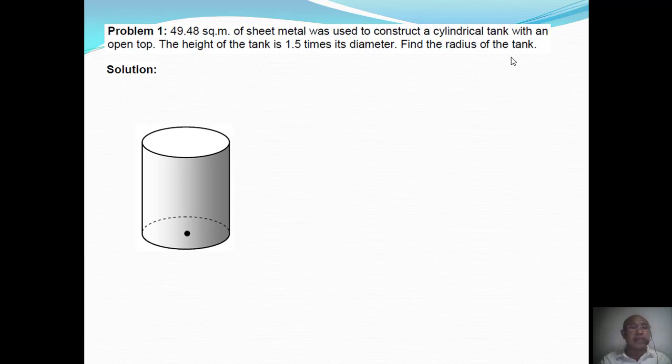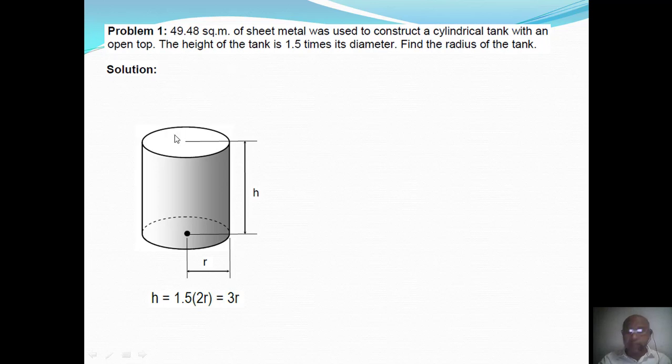Okay, for the drawing, we have a cylindrical tank with height h and the radius of the base r. Take note that the height is 1.5 times its diameter. If the radius of the base is r, the diameter is 2r. So the height is 1.5 of the diameter 2r, which is equal to 3r. Then the total material needed to make the tank is 49.48 square meters of sheet metal.